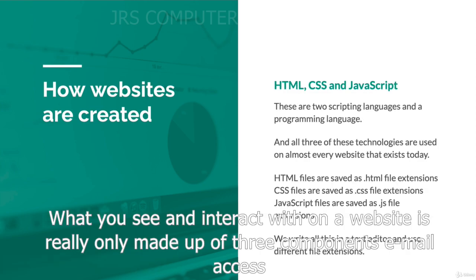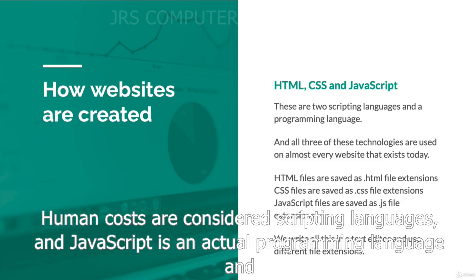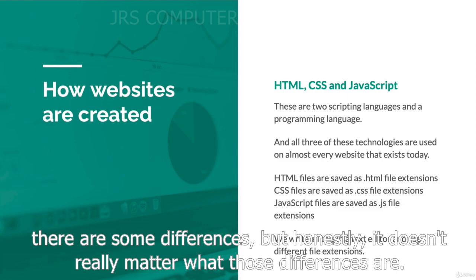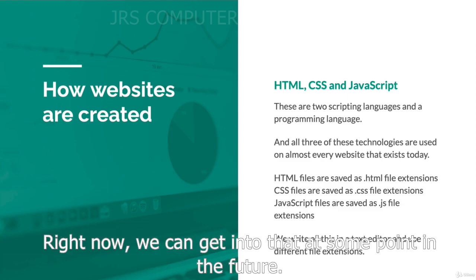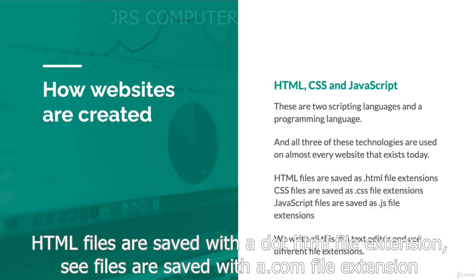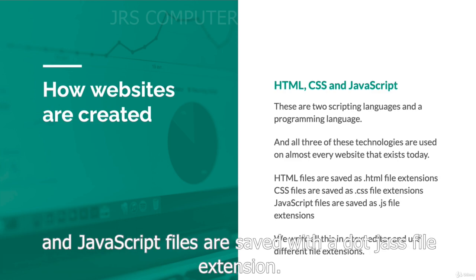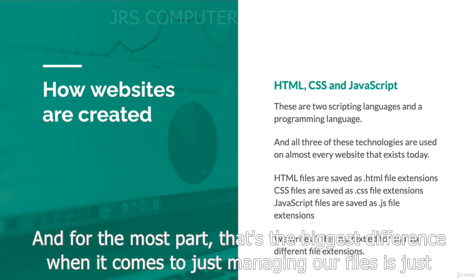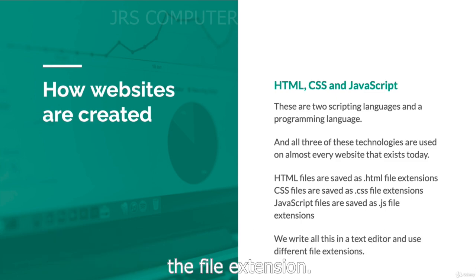What you see and interact with on a website is really only made up of 3 components: HTML, CSS, and JavaScript. HTML and CSS are considered scripting languages, and JavaScript is an actual programming language. There are some differences, but honestly, it doesn't really matter what those differences are right now. We can get into that at some point in the future. But pretty much every website uses these 3 technologies today. HTML files are saved with a .html file extension, CSS files are saved with a .css file extension, and JavaScript files are saved with a .js file extension. For the most part, that's the biggest difference when it comes to just managing our files. It's just the file extension.